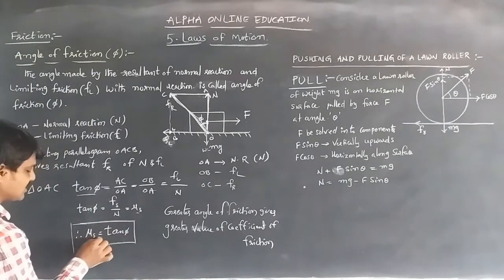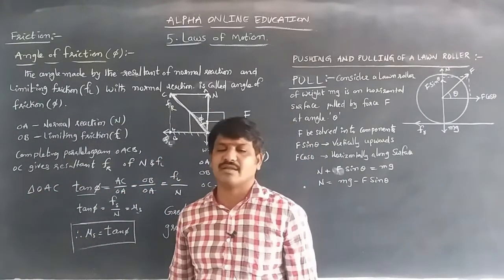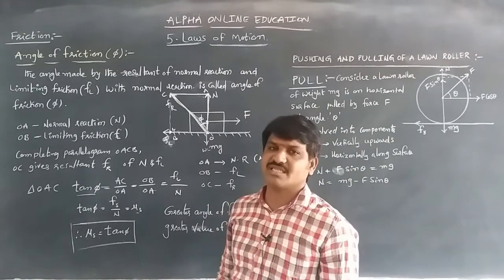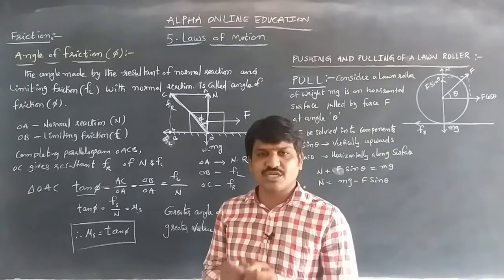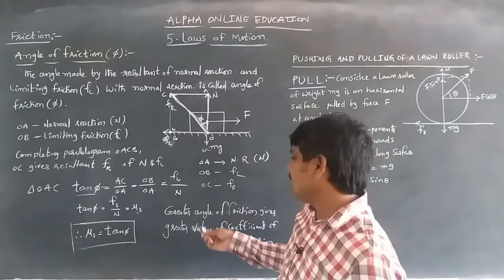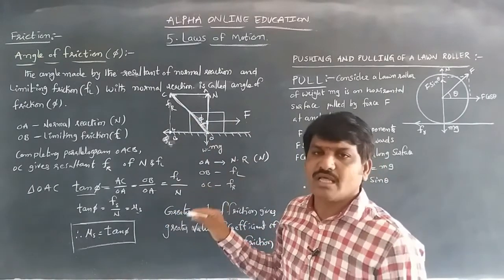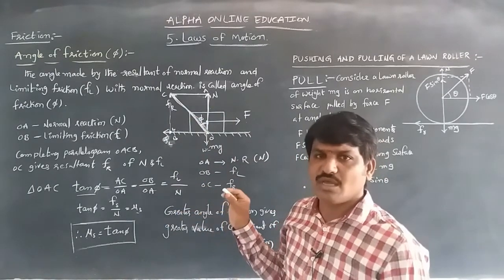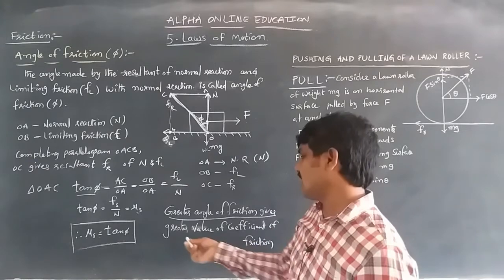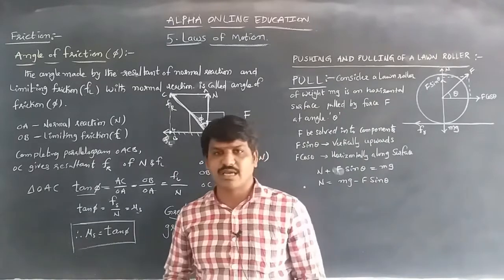From that equation, mu s is equal to tan phi. That means the angle between the resultant of the normal reaction and limiting friction with the normal reaction is the angle of friction. If the angle of friction is more, then the value of the coefficient of friction will also be more. So a greater angle of friction gives a greater value of coefficient of friction. This is about the angle of friction.